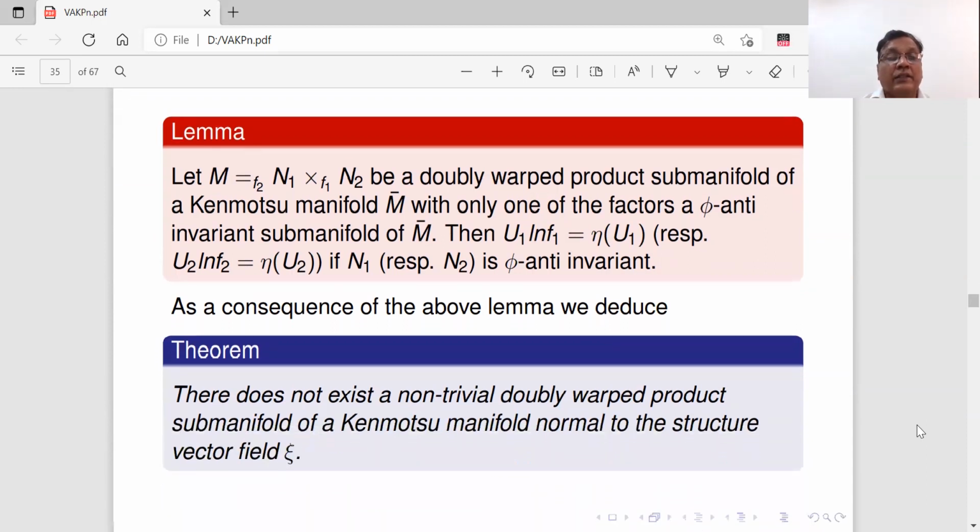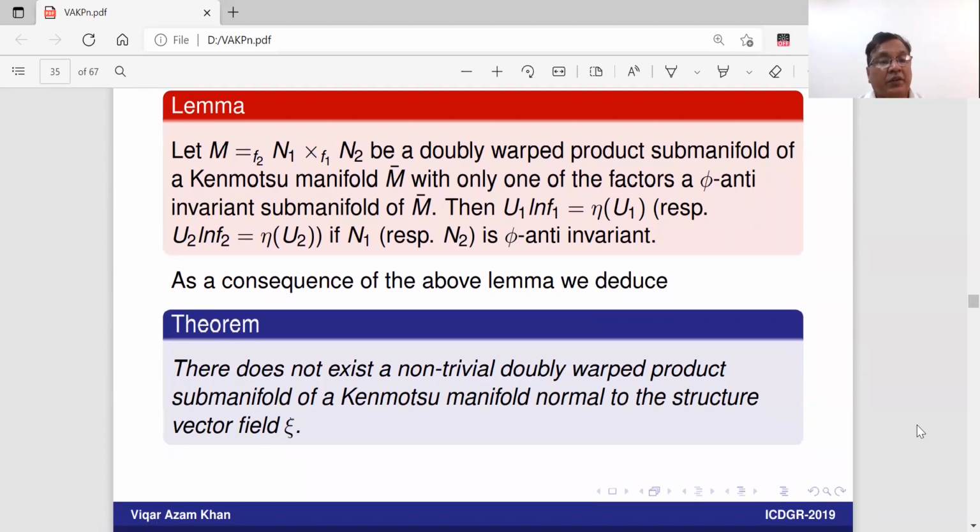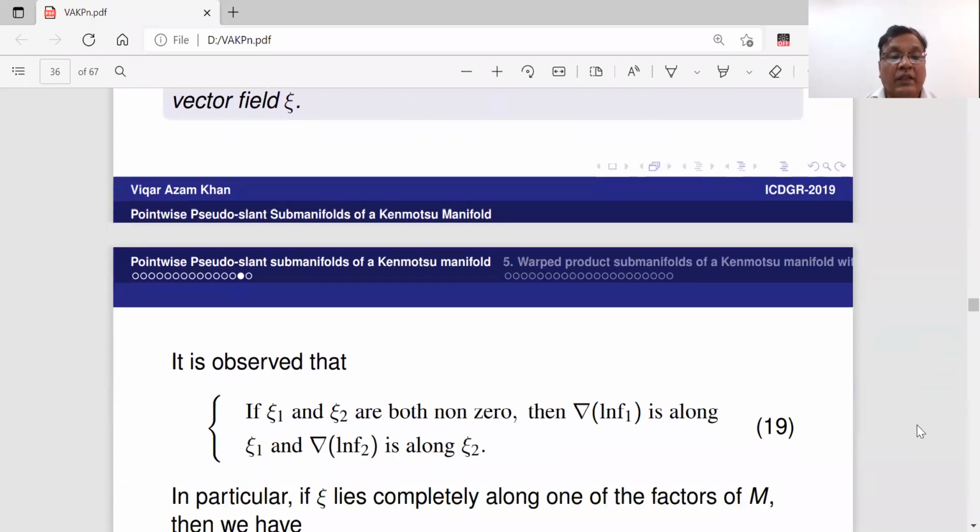And as a consequence of the above lemma, we deduce a theorem. In fact, not only this, there are many other things which we used in proving the following theorem. There does not exist a non-trivial doubly warped product submanifold of a Kenmotsu manifold normal to the structure vector field xi. So in this case, when xi is normal to the submanifold, the existence of a non-trivial doubly warped product is ruled out. So we are led to only some manifolds which are tangential to the structure vector field xi. Only these manifolds can be studied.